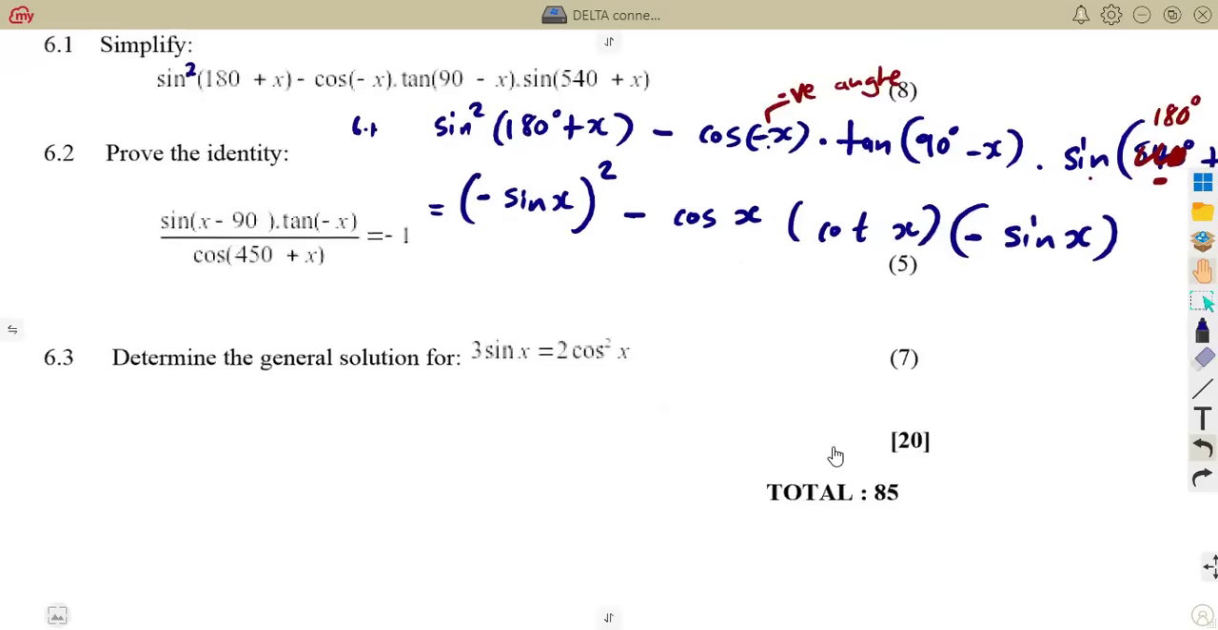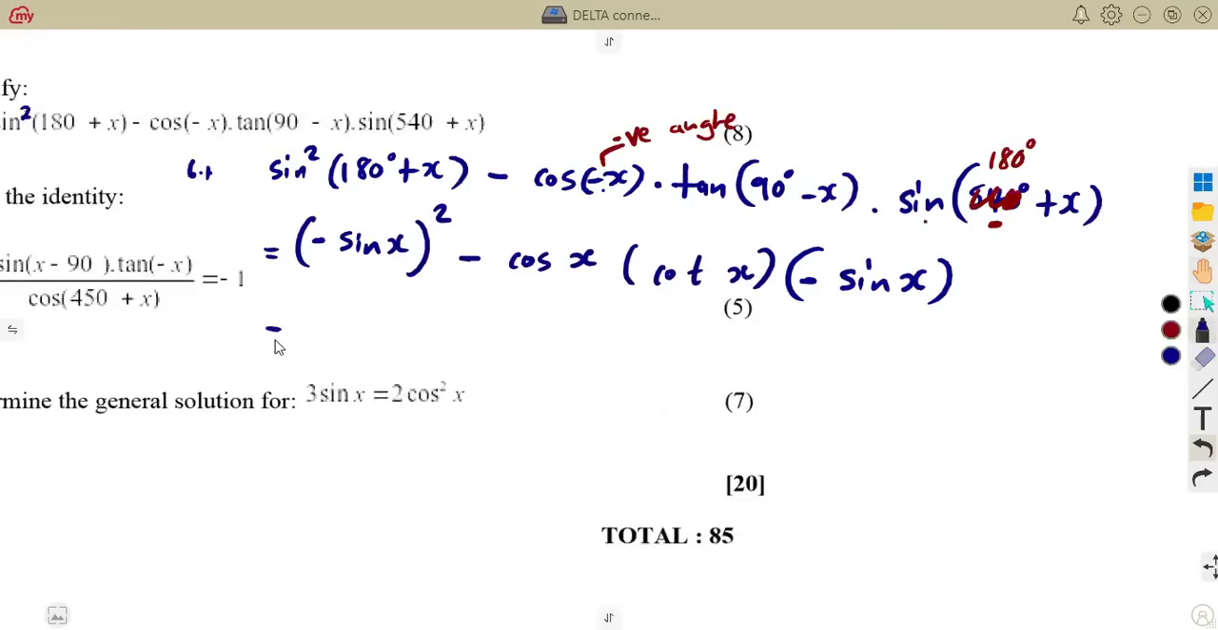So the negative here is raised to the exponent of 2. A negative squared is a positive, so that's sine squared of x. Minus, all right? Here it's under a product. Minus times minus, that's a plus. So you're going to have the cos of x times the cot of x.